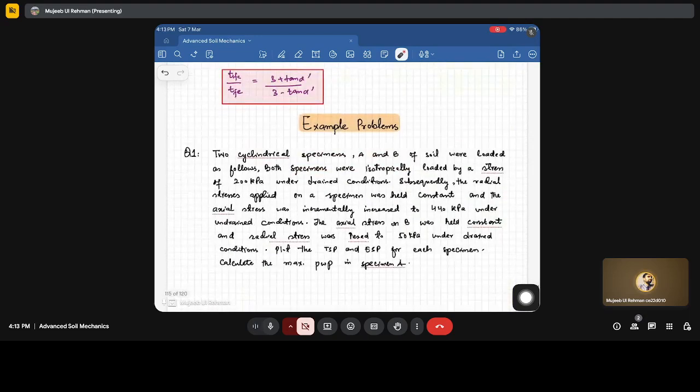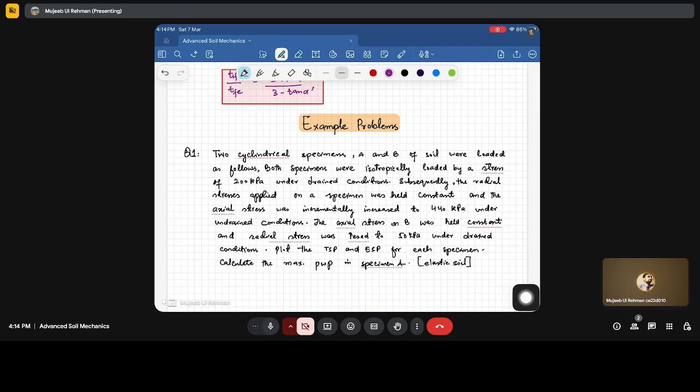Now we will start with the example problems. Before that, we can have a break of 5 minutes. After that we can start. Till then you can just go through the content and let me know if you have any doubt. We can check and discuss before solving the example problems.